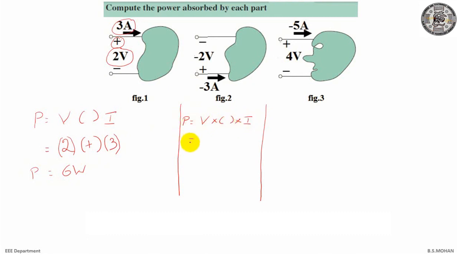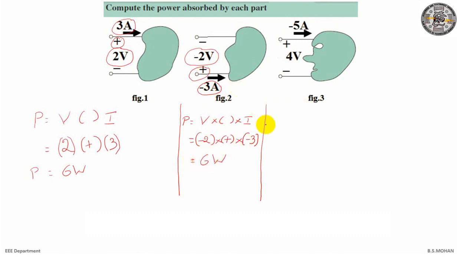And similarly for figure 2, we know P is equal to V into parenthesis and then I. What is V? As you can see, V is minus 2. So I write V as minus 2, into, we'll see what we should write in the parenthesis later. And then what is current? Current is minus 3. So I will write this as minus 3. Now let us analyze, where does this current hit first? Which terminal or which polarity? It hits positive terminal first. So in the parenthesis I will be writing positive. Thus the answer is 6 watts again.